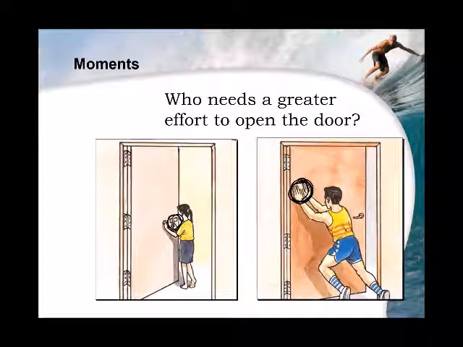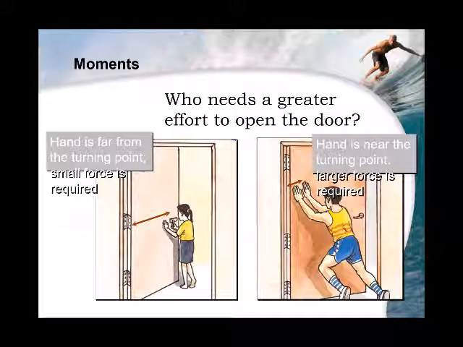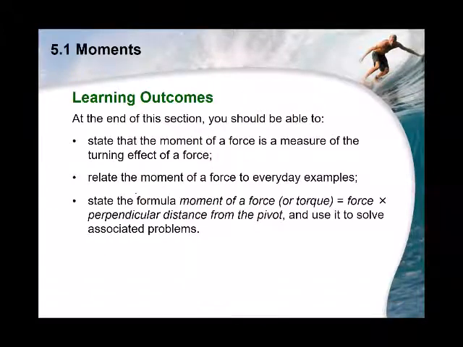It's easier for the door to be opened where the girl is, where you are further away from the door hinge, when the distance from the door hinge is further away. Whereas for this guy, the distance to the door hinge is a lot nearer, and therefore it is more difficult for him to open the door. If the hand is placed near the hinge, a larger force is required. When the hand is further away, you will find that a smaller force is required.